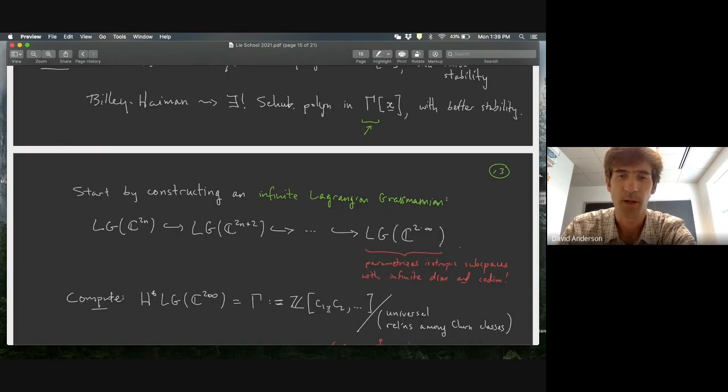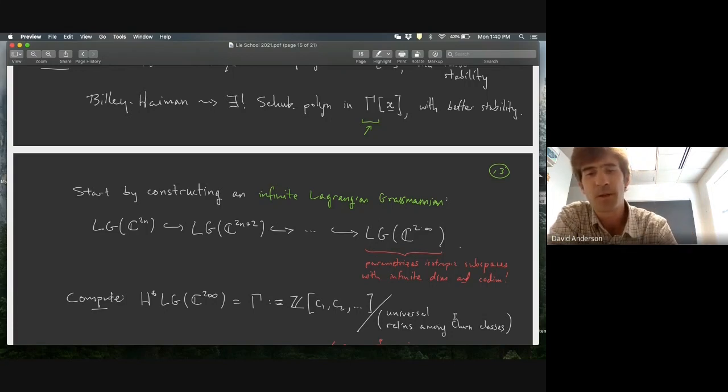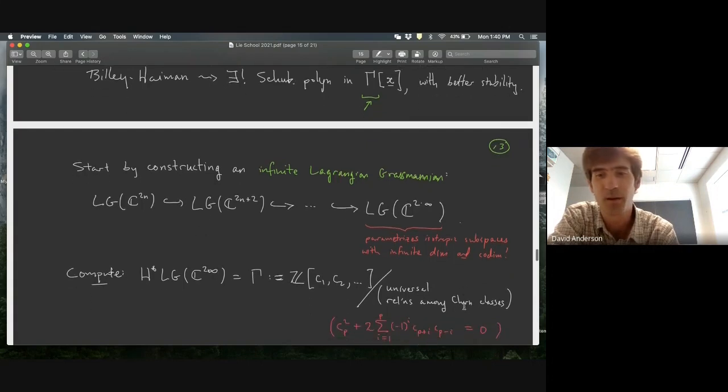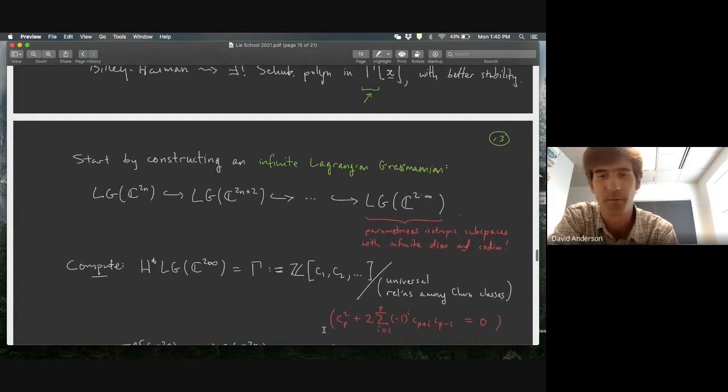It has a presentation in terms of Chern classes. The Chern classes are coming from universal tautological bundles on the Lagrangian Grassmannians. And there's some universal relations among these which basically say they come from Lagrangian subspaces. And here's what they are. I don't expect you to remember them, but they're not too complicated. That's what they are. For every p, there's one of these relations.